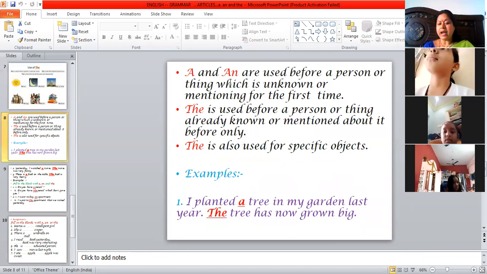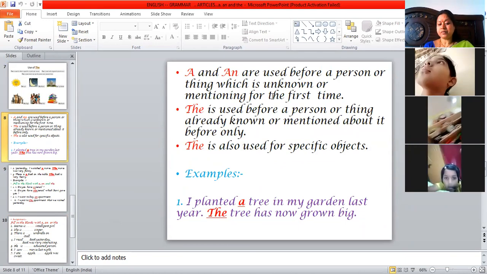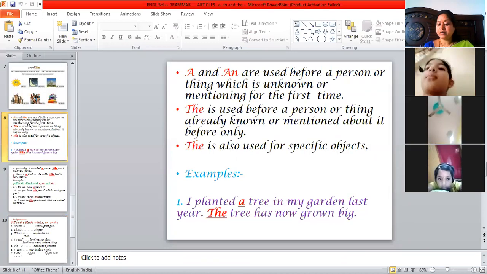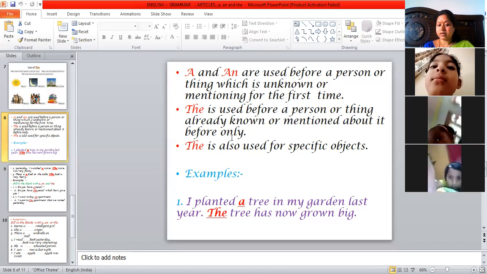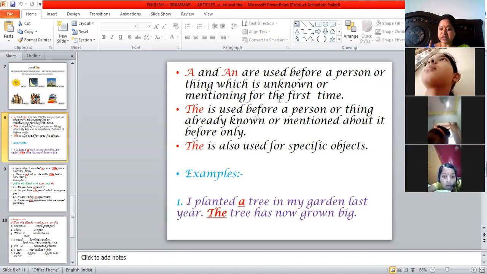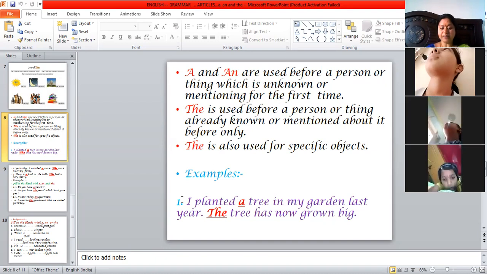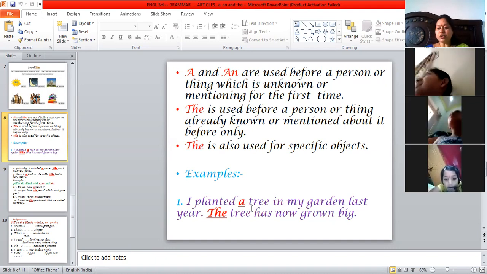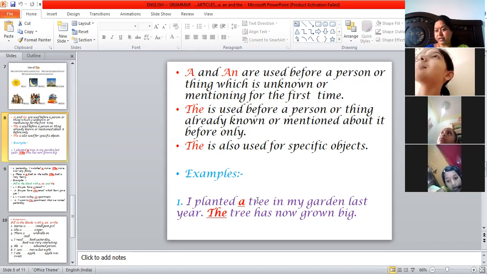Look here. A and an are used before a person or thing that is unknown or being mentioned for the first time. Listen, children, try to understand this. For example, when you introduce a thing or a person for the first time, then you should use a before that noun. For example, I planted a tree. That means you are introducing this noun. Tree is a noun. You are introducing this tree for the first time. So that's why you have to use a before the noun.